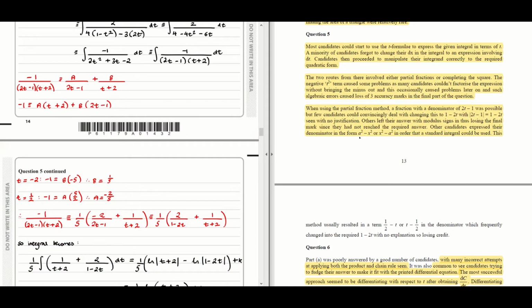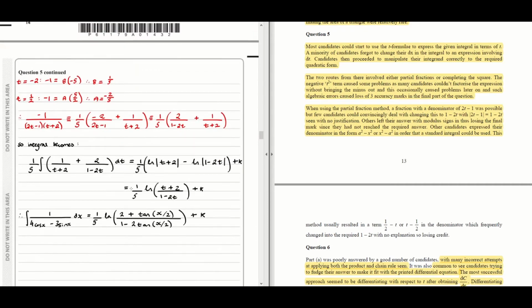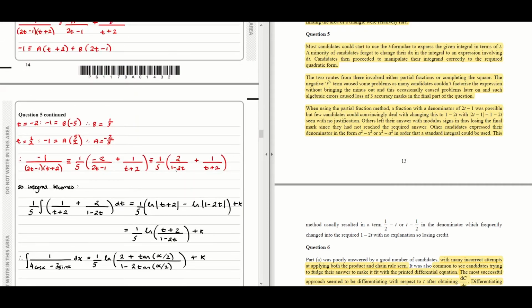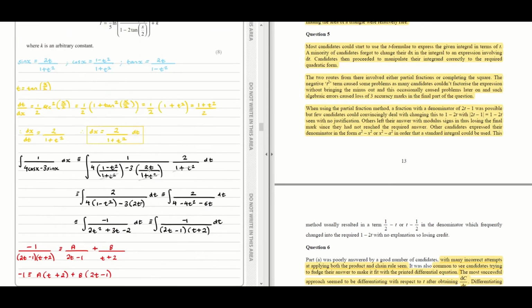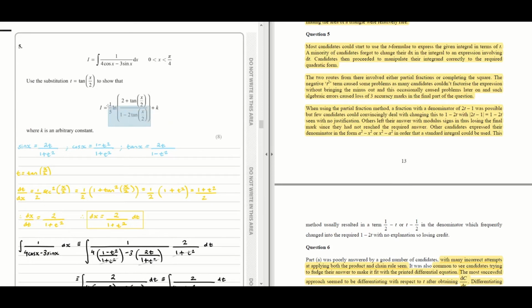Other candidates expressed their denominator in the form a squared minus x squared, or x squared minus a squared, and then this is a standard integral. The stage was simply this bit over here. And when I did the question, I always looked back at what I wanted to show, and I think that would have helped.